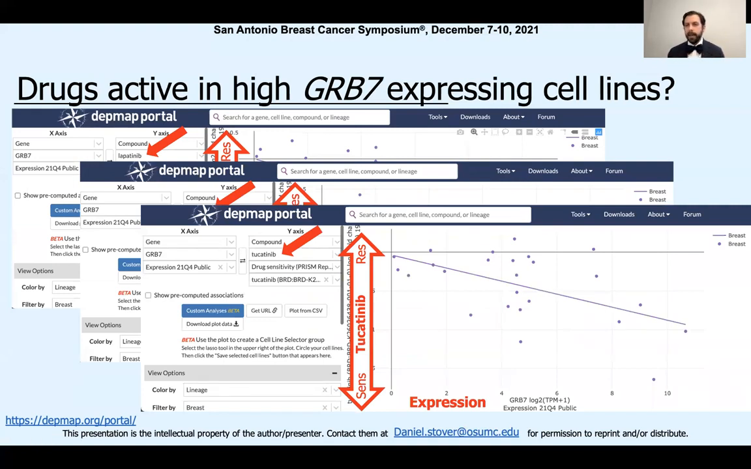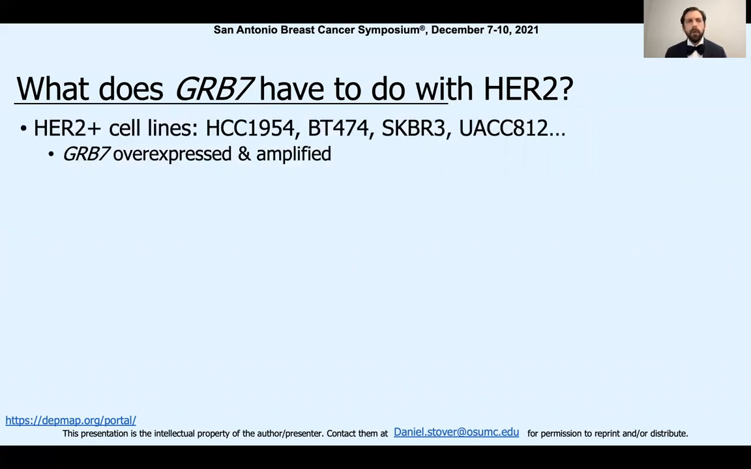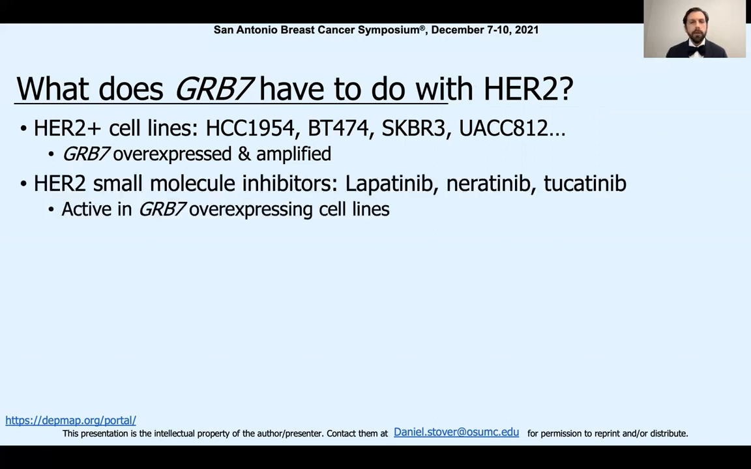So I think we're starting to get a consistent set of features associated with our GRB7 overexpression as we're going through this in silico experiment. One of those consistent associations is something to do with HER2. We see that GRB7 overexpression and amplification is primarily in HER2 positive cell lines, like HCC1954 and BT474, among others. Further, HER2 small molecule inhibitors like lapatinib, neratinib, and tucatinib all seem to be active in GRB7 overexpressing lines.